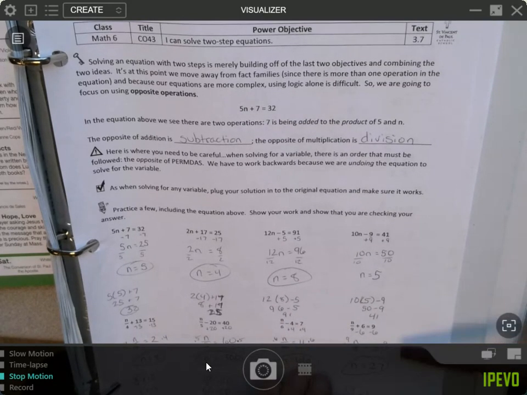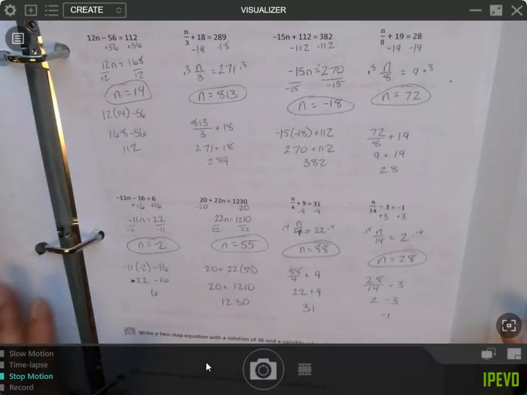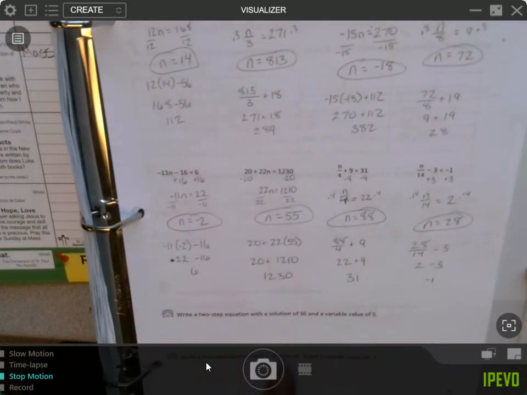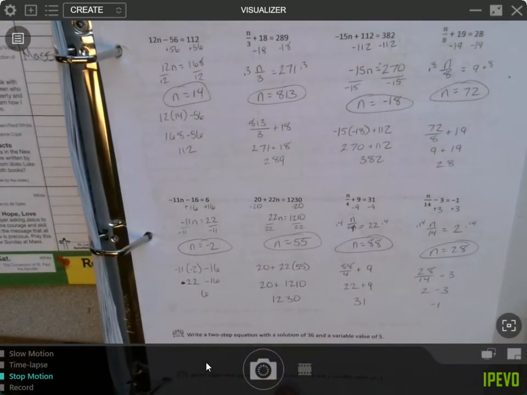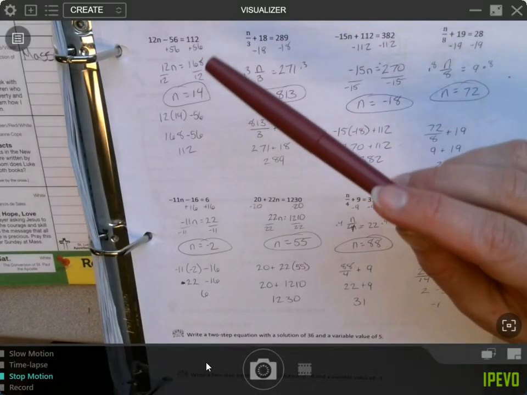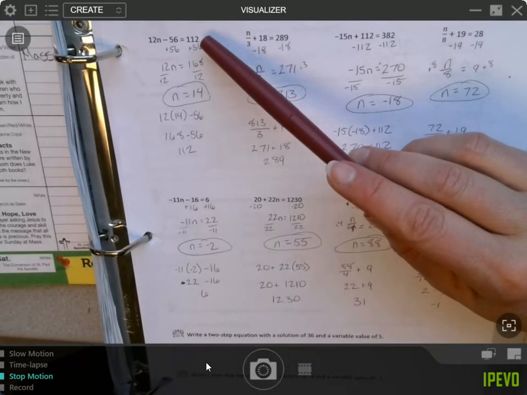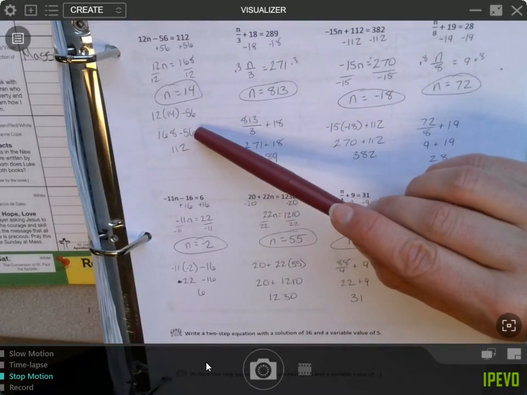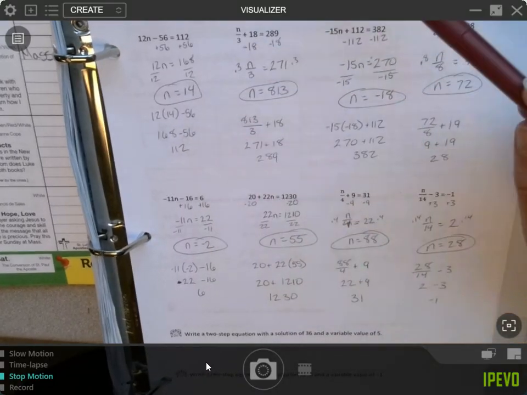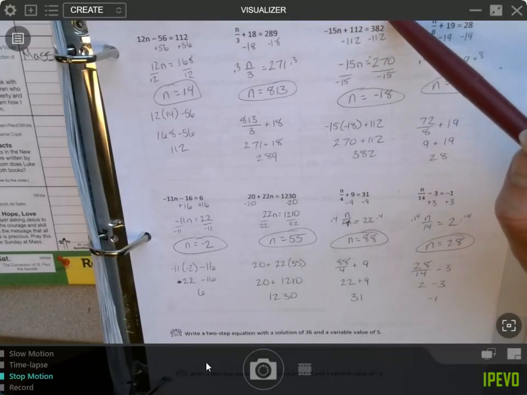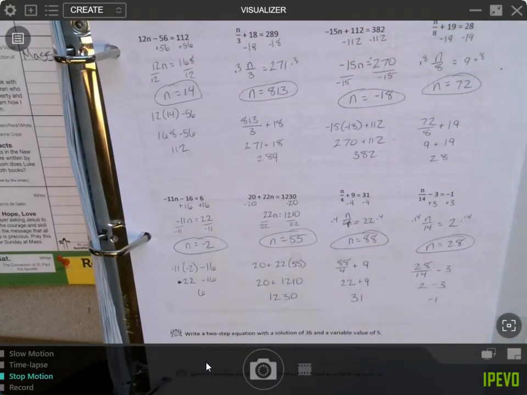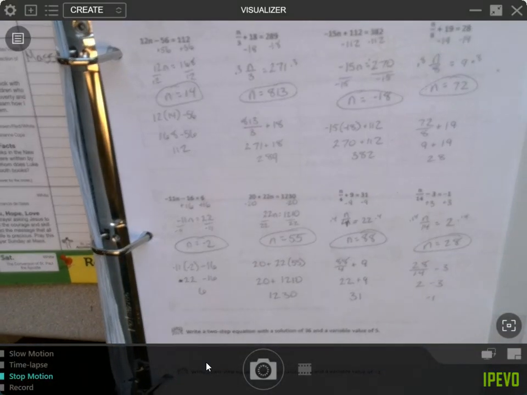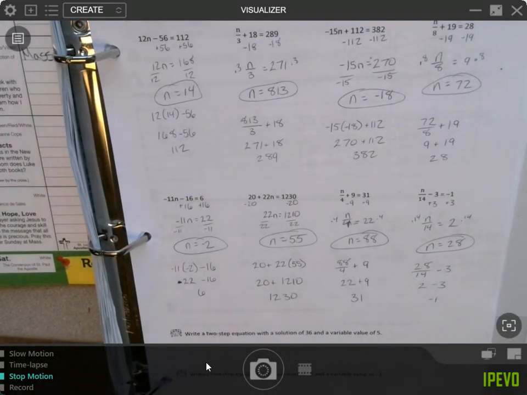We did this whole front page together, so let's look at our second page. I noticed as I was going around, a lot of us set it up the way I asked us to, but we didn't check our work. So it does say checking your answer. Okay, I still gave us credit for doing the work, but you need to check your answer. Right, that's how we make sure that we're doing our work correctly.